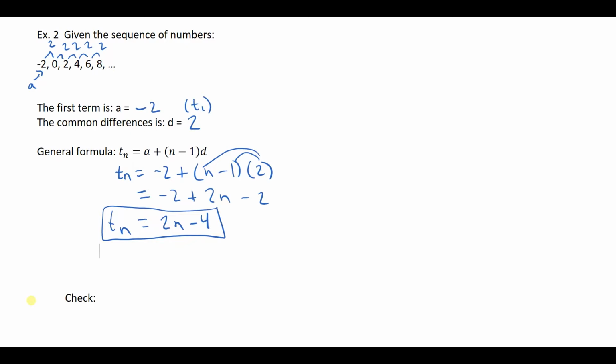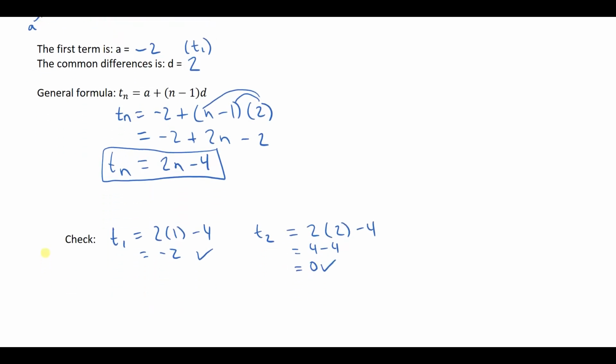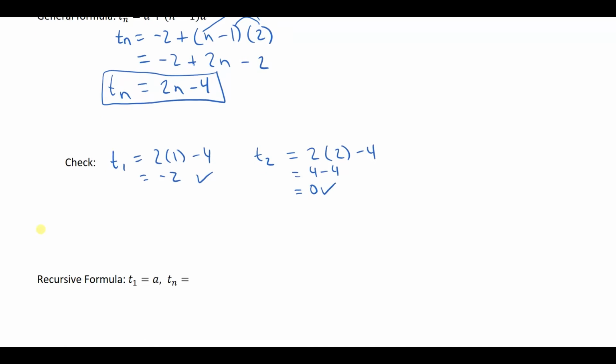Double check. So let's make sure that this makes sense and check a couple of values. So T1 using this equation would give me 2 times 1 minus 4. So that is 2 minus 4 is negative 2. That checks out. That's our first value, T1. Now let's check out T2. So we have 2 times 2 minus 4. So 4 minus 4 is equal to 0. And that was our second term, 0. Great, perfect. Can we come up with a recursive formula for this?